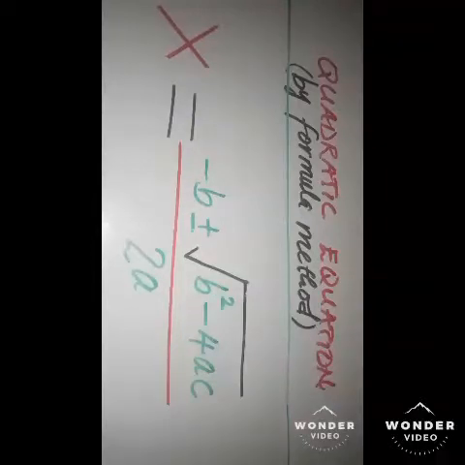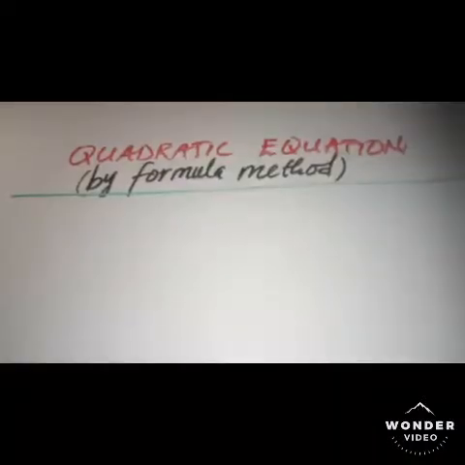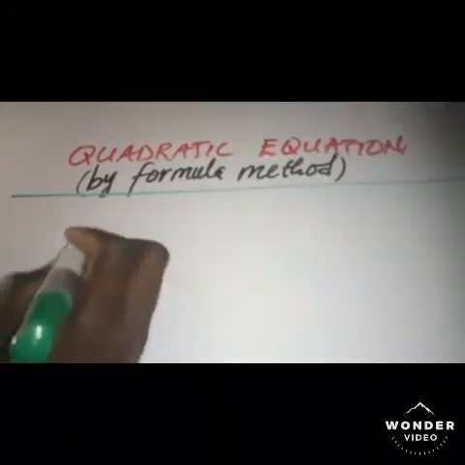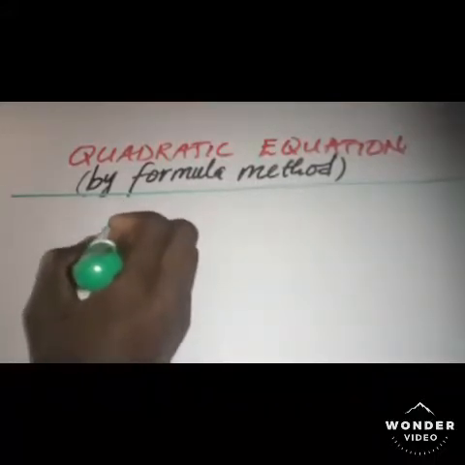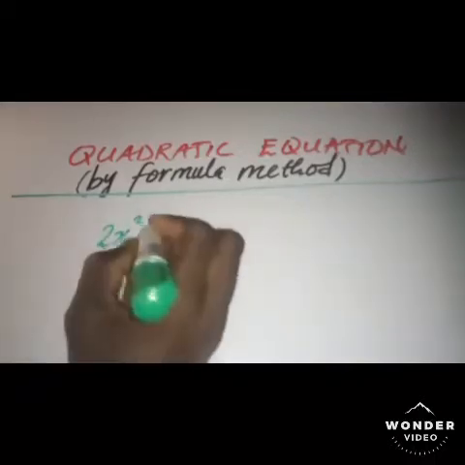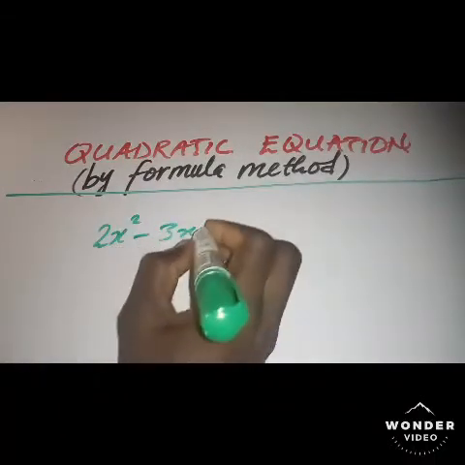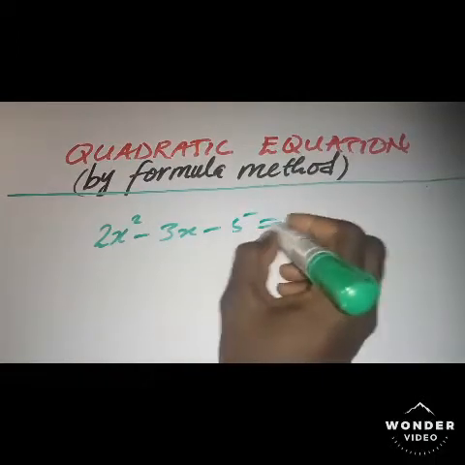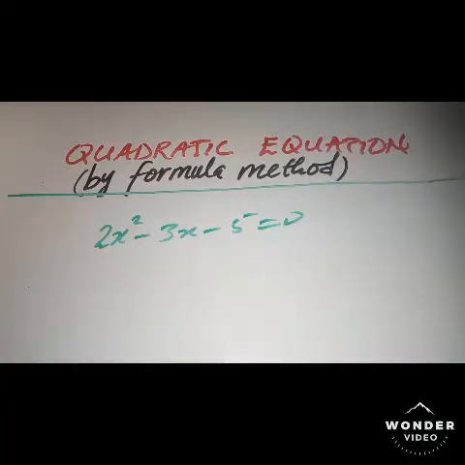However, inasmuch as the quadratic formula solves all quadratic equations, care should be taken in writing the formula correctly, substituting and evaluating correctly in order to avoid mistakes, because calculations that arise using this formula can sometimes be complicated. Now suppose I'm given the quadratic equation 2x squared minus 3x minus 5 equals 0, and I want to use the formula method to find the roots of the equation.